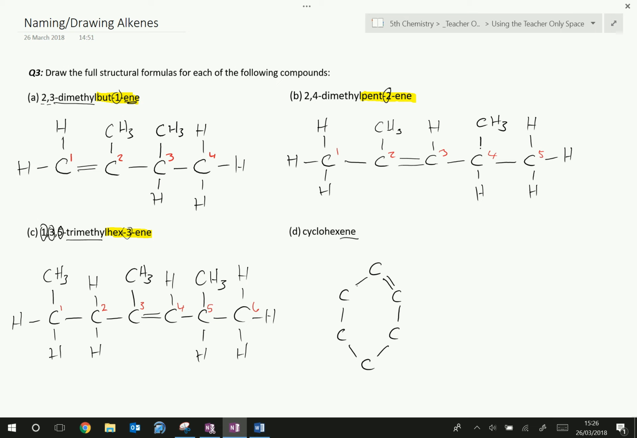So all I need to do now is fill in my hydrogens. So if I start with this carbon here, I need 2 more bonds to make 4. So 2 hydrogens on this one, and 2 on this one. This carbon here, however, already has 3 bonds, so it only needs 1 more hydrogen. And the carbon at the top already has 3 bonds, so it only needs 1 more hydrogen. So that's the full structural formula for cyclohexene.